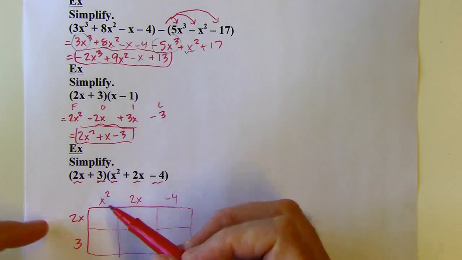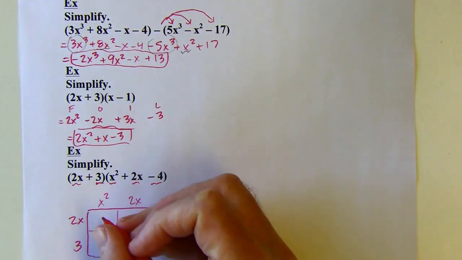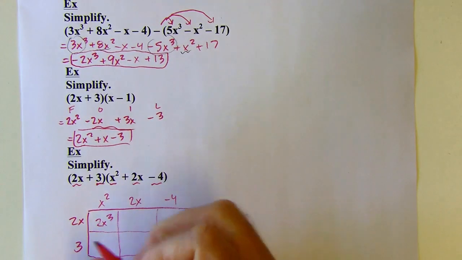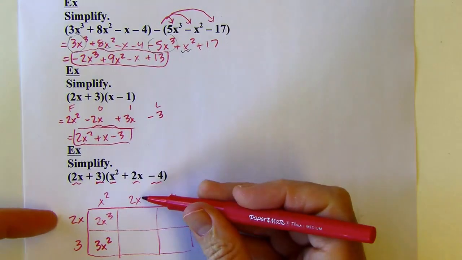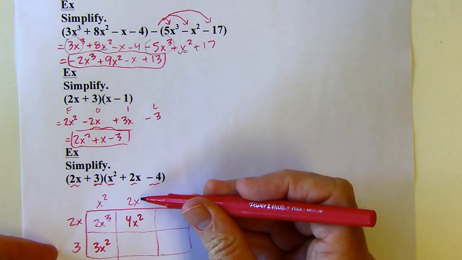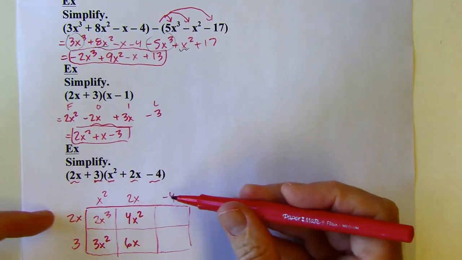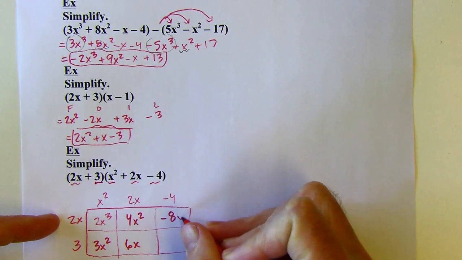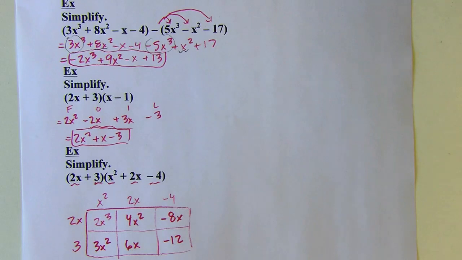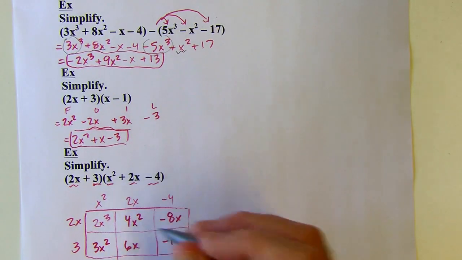Okay, and in the first box I'm doing 2x times x squared, so that's going to be 2x to the third. All right. And then 3 times x squared down here would be 3x squared. 2x times 2x is 4x squared. 2x times 3 would be 6x. And then let's see, 2x times negative 4 and 3 times negative 4. Okay? And then what I do is I take the contents of all of these boxes and they'll give me my solution.